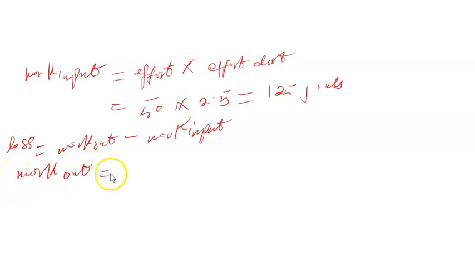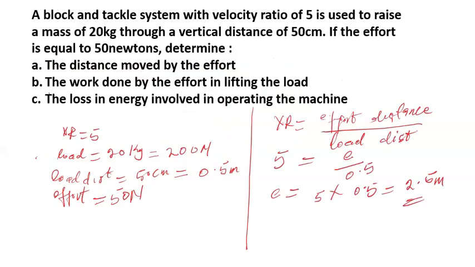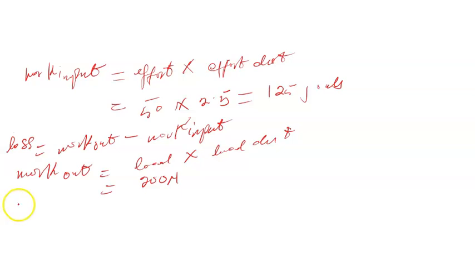My work output is the same thing as the load times my load distance. Now, my load in this case was 200 newtons. If you can remember from our parameters, it was 200 newtons, and the load distance was 0.5 meters. So that's equal to 200 times 0.5 meters. That's equal to 100 joules.